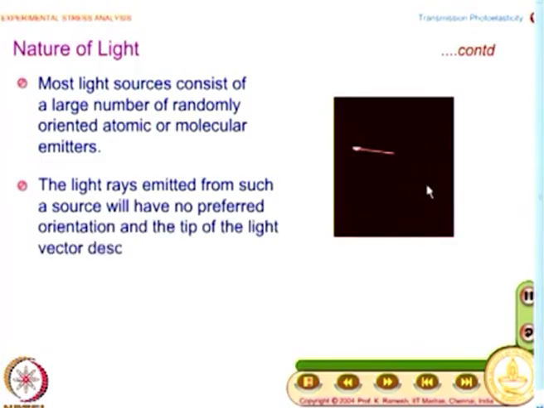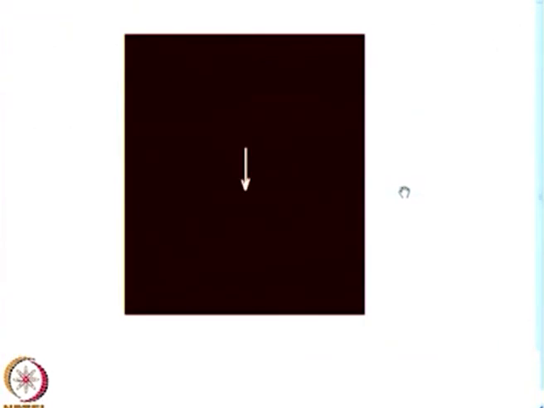And I can have a magnification of this, and you see here, in all natural light emitters, what happens? I have light emitted like this. We know that light can be represented by a vector, and what do you find here? Does the length of the vector remain constant? Does the orientation remain constant? Both are changing.